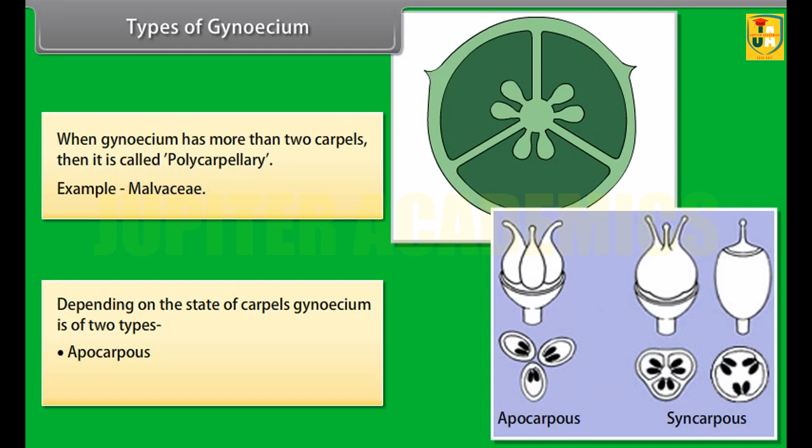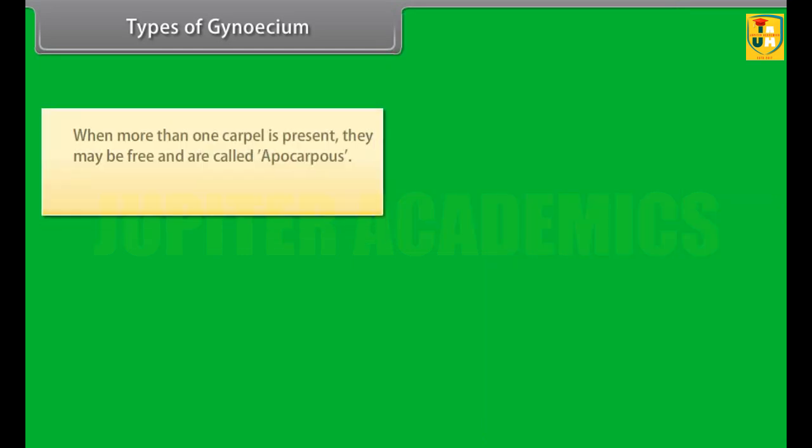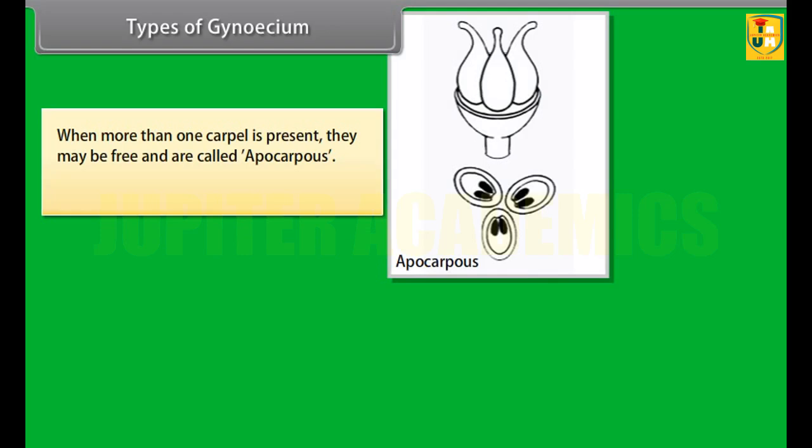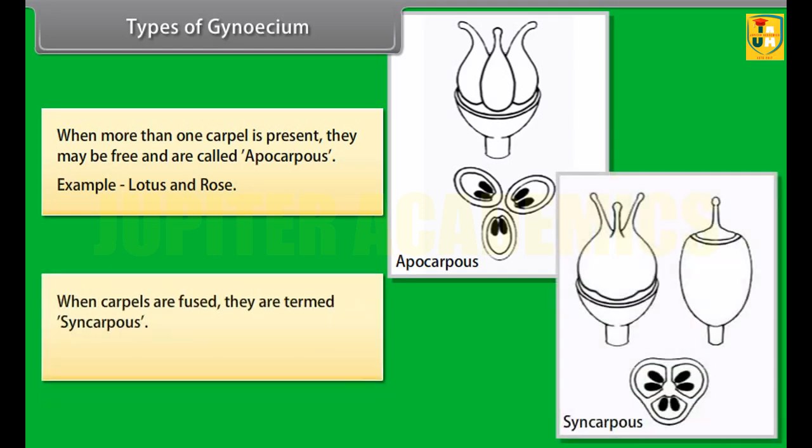Depending on the state of carpels, gynoecium is of two types: apocarpous, syncarpous. When more than one carpel is present, they may be free and are called apocarpous. Example, lotus and rose. When carpels are fused, they are termed syncarpous. Example, mustard and tomato. Placentation.